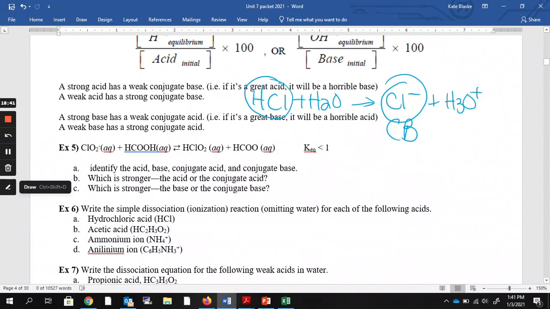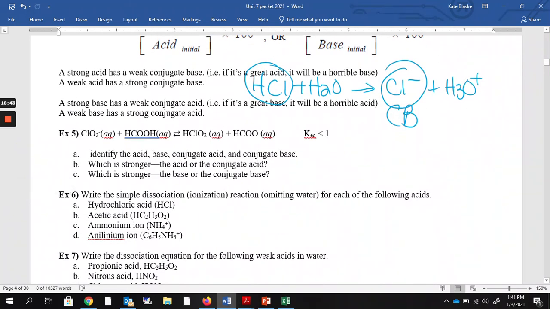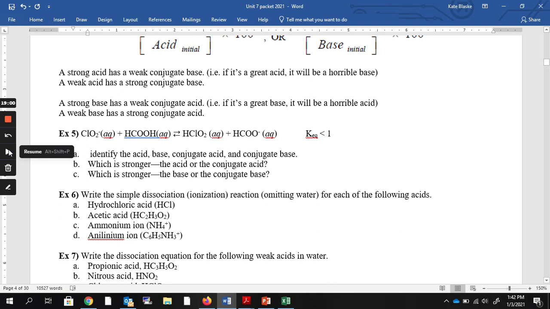So let's go through example number 5 and figure out acid, base, conjugate acid, and conjugate base. Then figure out which is stronger, the acid or the conjugate acid, and which is stronger, the base or the conjugate base. I'll give you a second to work that out and put your answers in. And I got another little typo in this problem. This should say HCOO- as our product on the side.